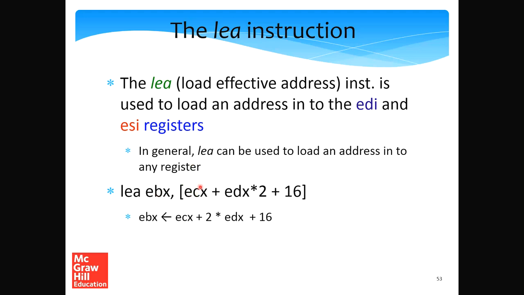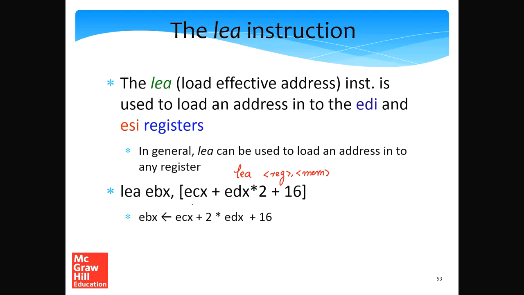The standard format of LEA is register, memory. It takes two operands; it's a two address format instruction. It takes a register and a memory operand. For example, in this case, we have a displacement, we have a scaled index, and we have a base register. So how does this differ from the move instruction?